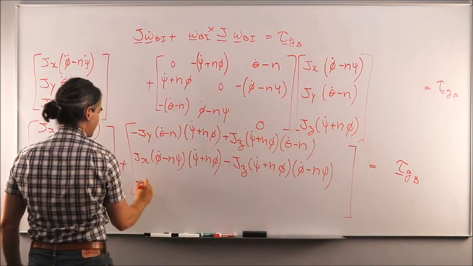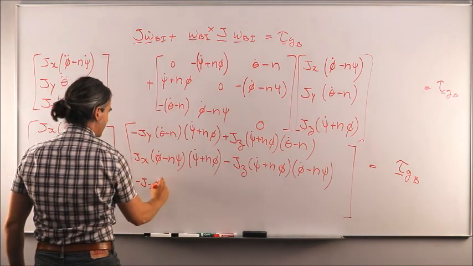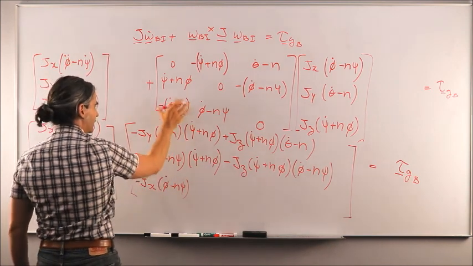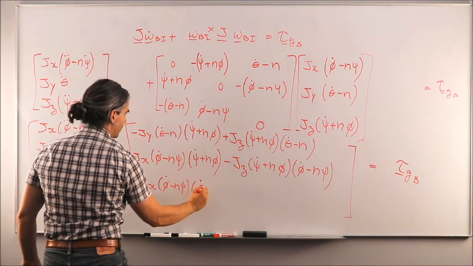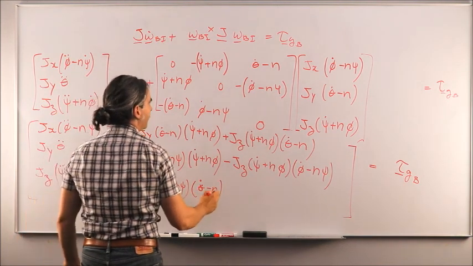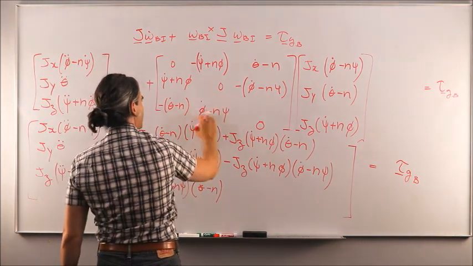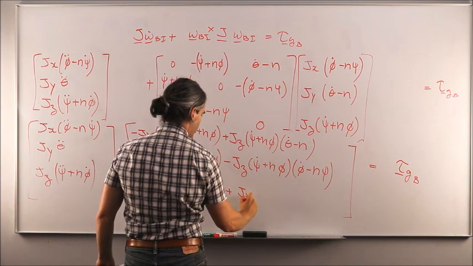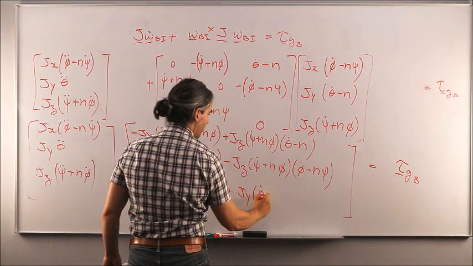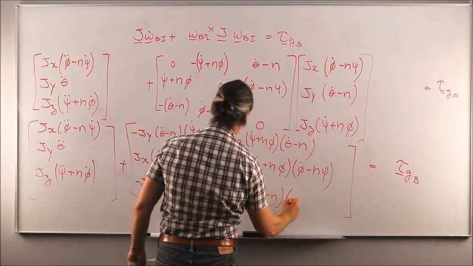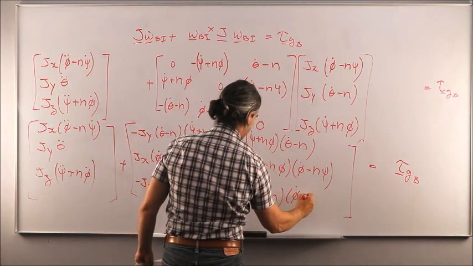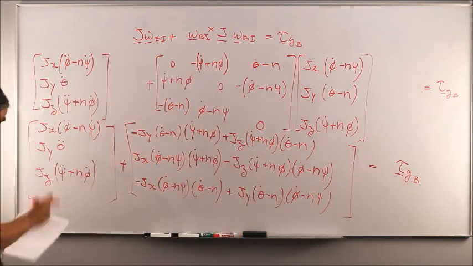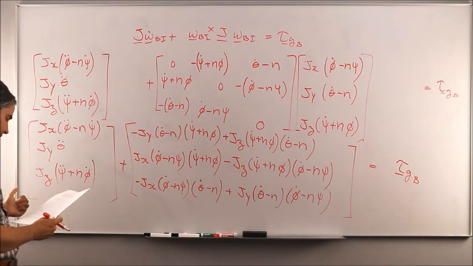Okay, now this times that. So minus Jx, this minus this, but this times that multiplies this guy. So pitch rate minus N, plus this term times that one. Plus Jy, pitch rate minus N times roll rate minus N times yaw angle. Oh, nice. Very, very nice.